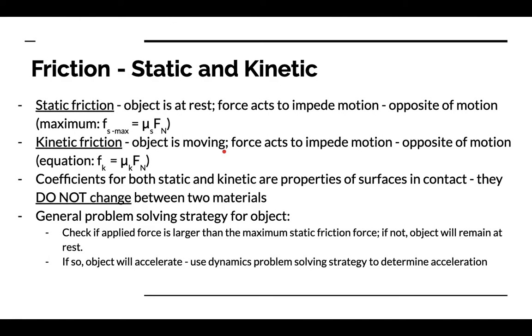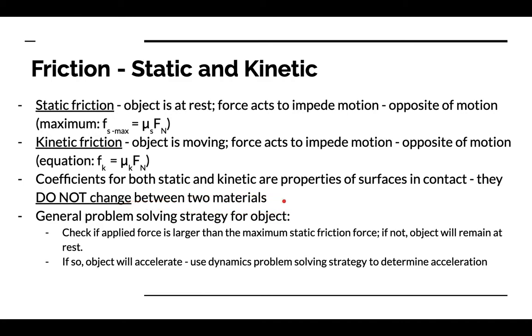Kinetic friction: if the object is moving, the force acts to impede motion again, and it acts opposite of motion. In this case, there is just one general equation to apply. All right, force of kinetic friction equals coefficient of kinetic friction times the normal force. The coefficients for both static and kinetic are properties of the surfaces in contact. They do not change between two materials.